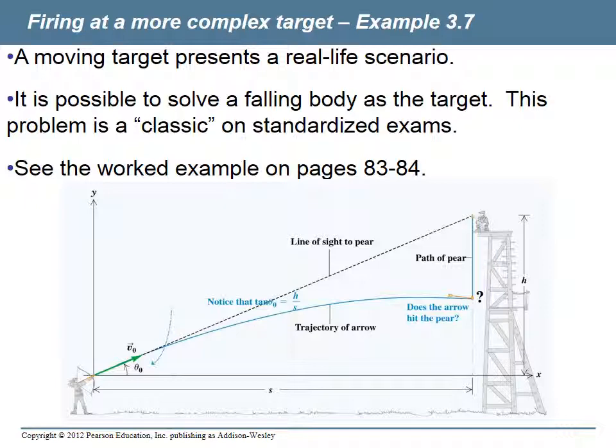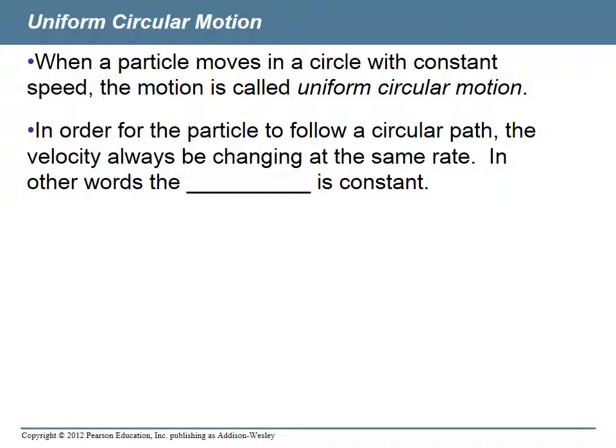But like I said, work through this example, and we will work through it in class as well. Okay, moving on to uniform circular motion. When a particle moves in a circle with a constant speed, that motion is called uniform circular motion. Uniform meaning the speed is the same. Circular just talks about the shape of the motion, right? So in order for this particle to follow a circular path, the velocity must always be changing at the same rate.